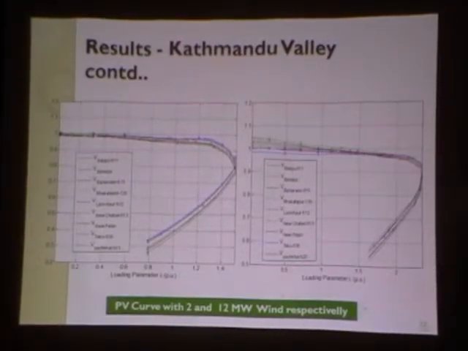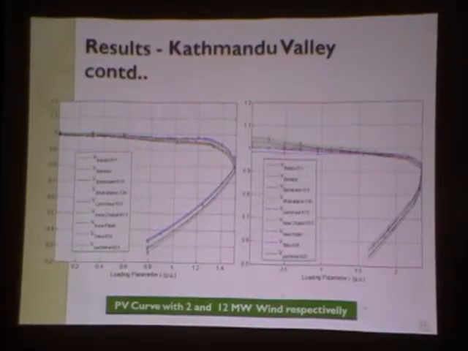From there we can see the loading parameter for two different cases, for 2 megawatt and 12 megawatt. This is quite a huge size, this is not small scale. So from that we can see that after penetrating up to 12 megawatt, we can easily increase the loading parameter of the system from 1.4 to more than 2. So this shows that we can evacuate the wind power within Kathmandu Valley within the existing network without much modification.